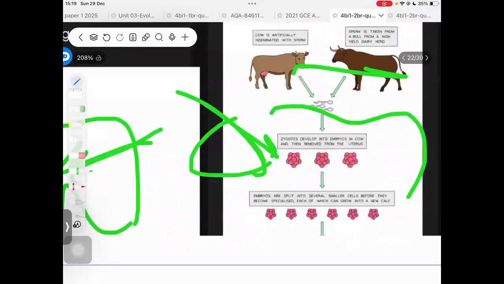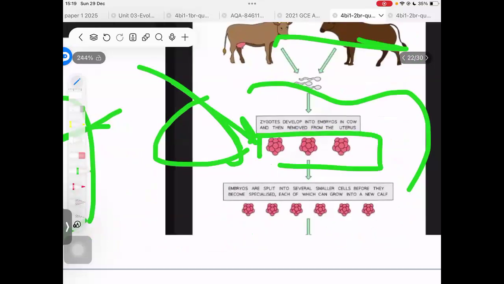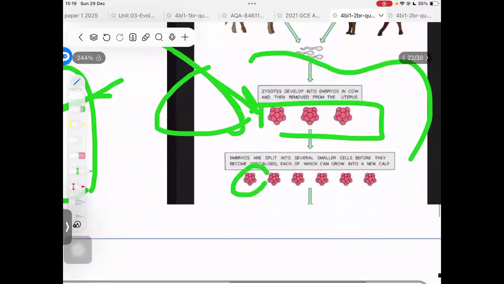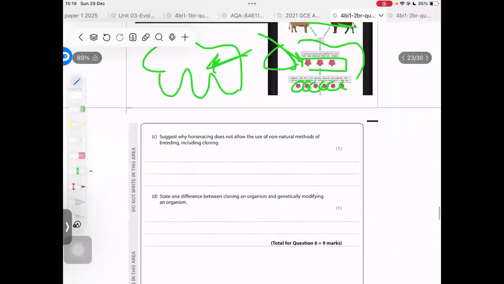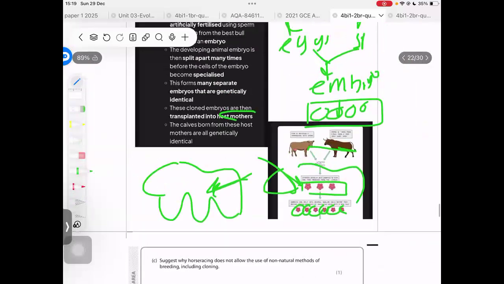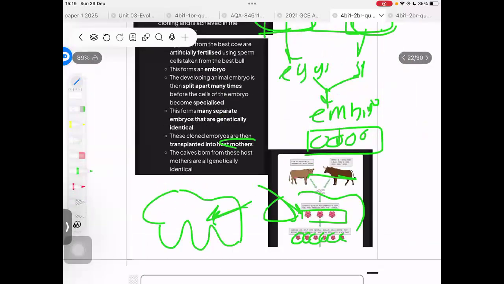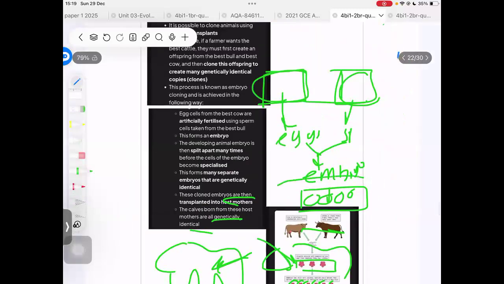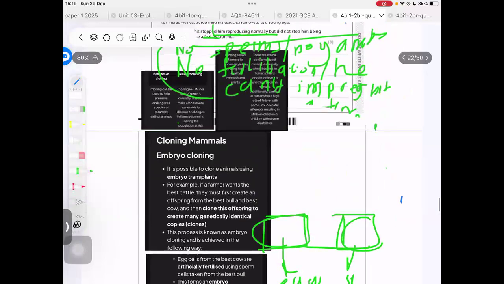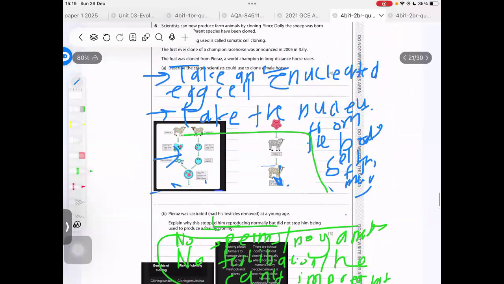Okay. So here you can see the embryo, the zygotes, you have divided them, you have split the embryos like this, and you're putting them into the new mothers, right? Those mothers will give rise to calves which are genetically identical to each other. That's called embryo cloning, and this is what you refer to as adult cloning. So that is the difference.